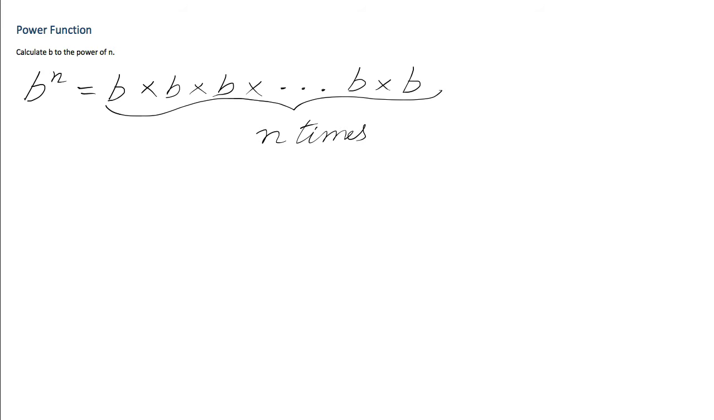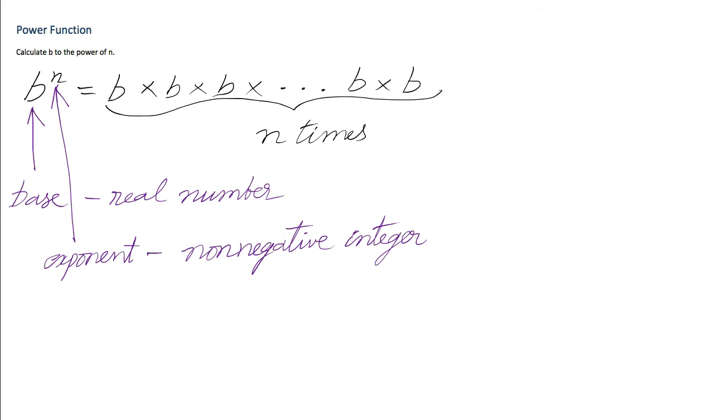Let's now implement the recursive version of power function. We want to calculate b to the power of n. We can expand it like this. B is base b. It's a real number. N is the exponent. It's a non-negative integer. The first approach calculates powers in linear time.